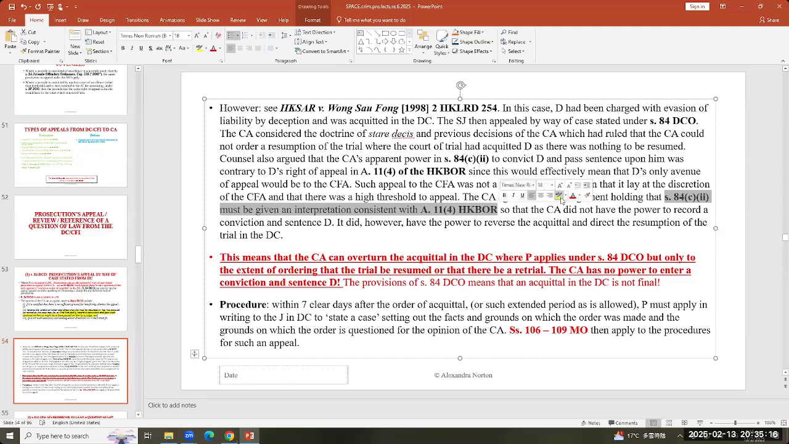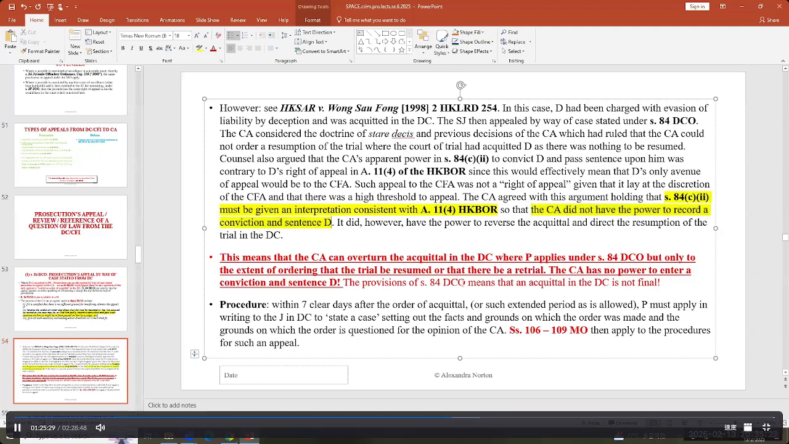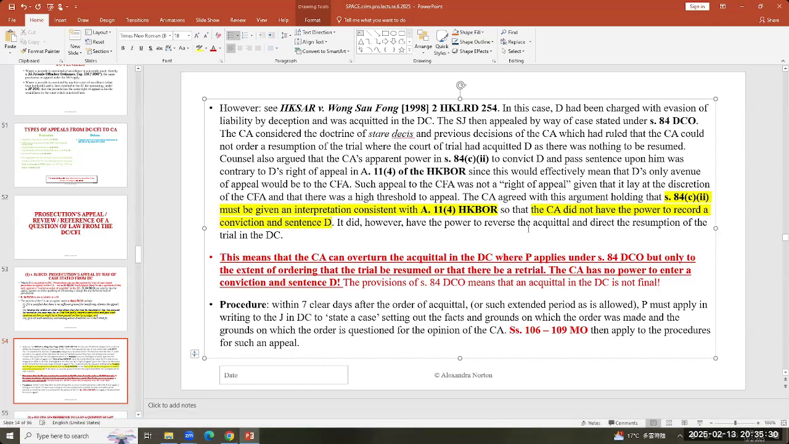So the conclusion is, the Court of Appeal does not have the power to record a conviction and sentence the defendant where he was acquitted in the original trial. But it can overturn the acquittal. It can direct a retrial or for the trial to be resumed. Let's say that the defendant has been acquitted at the no case to answer stage, or the prosecution maybe has offered no evidence at some point during the trial. So the Court of Appeal can overturn that and direct the trial to be resumed, or it can order a retrial, but it can't just convict for the first time.